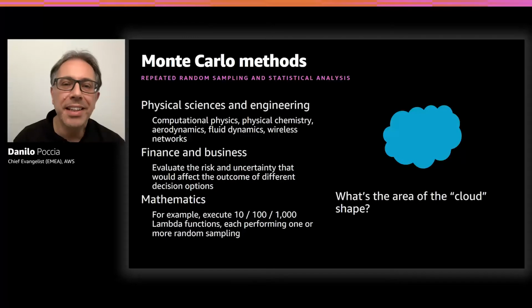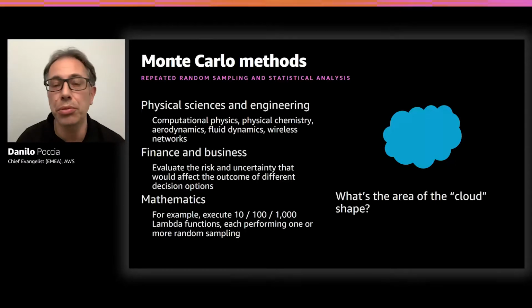One of the classical methods to find solutions where you don't have an exact formula is Monte Carlo. Monte Carlo methods, as the name suggests, are based on randomness, and they can help you solve problems where there is not a perfect solution. So, for example, let's say that you want to compute the area of this cloudy shape that you see in this slide. How can you do that?